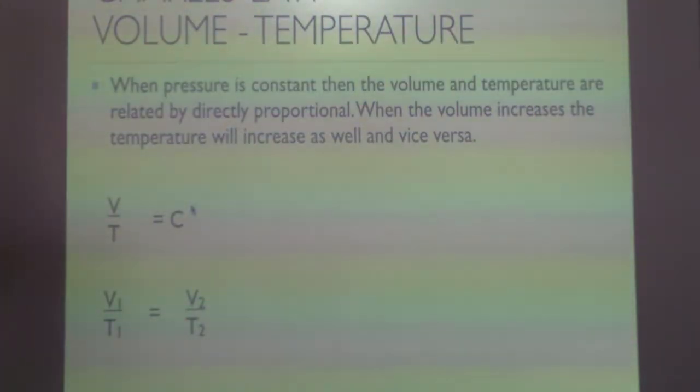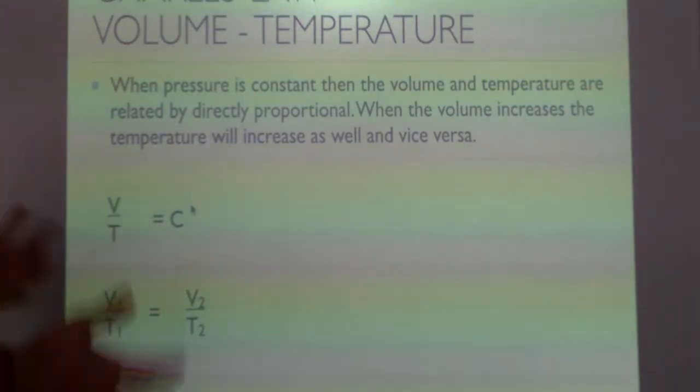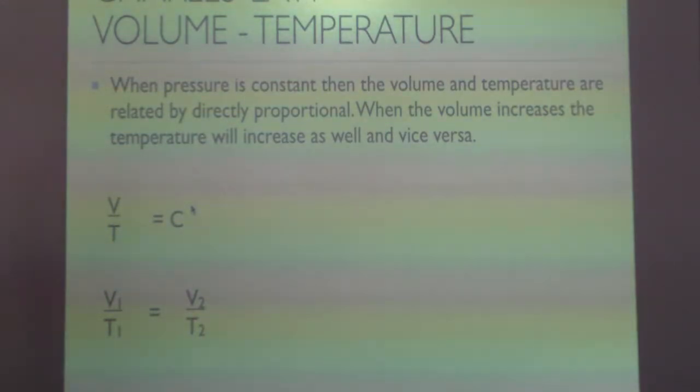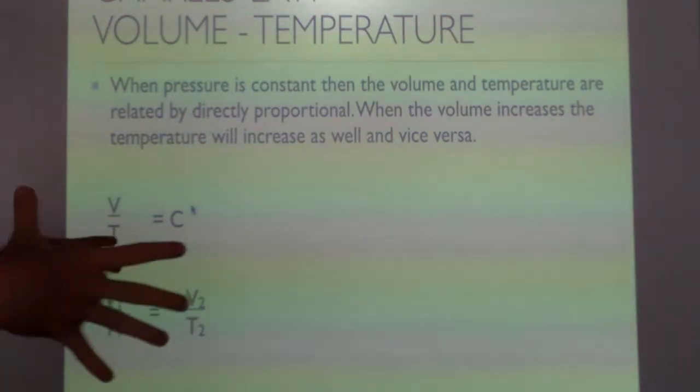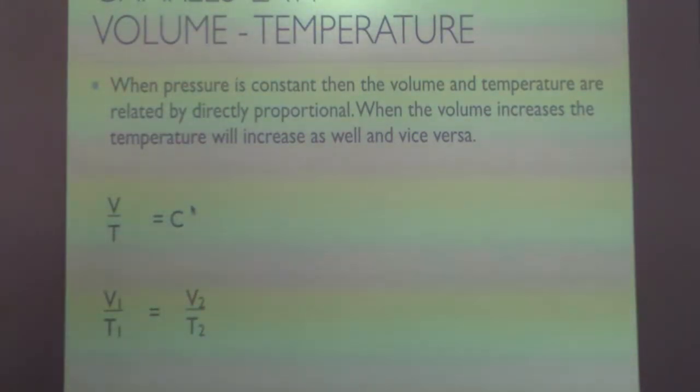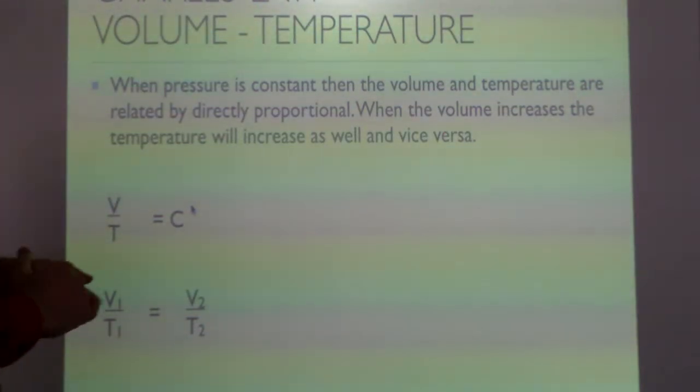The next one is Charles' law. Charles' law looks at volume and temperature, and these are directly proportional. So when temperature increases, the volume increases as well, and when temperature decreases, the volume decreases. Think about the average kinetic motion again, the motion of the particles. When they're moving faster, they're going to want to take up more space. And for Charles' law, the pressure remains constant.